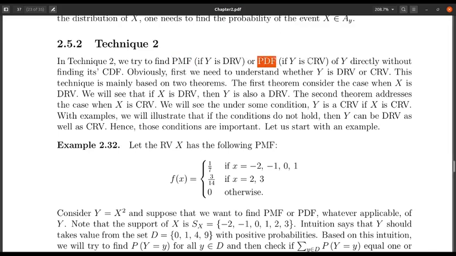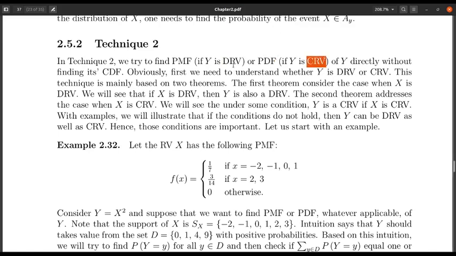Of course, once we get the cumulative distribution function using the previous technique, we can find the probability mass function or probability density function, based on whether the random variable is discrete or continuous. Even the previous technique can be used for neither discrete nor continuous kinds of random variables. But this technique can be used for either the discrete random variable or the continuous random variable.